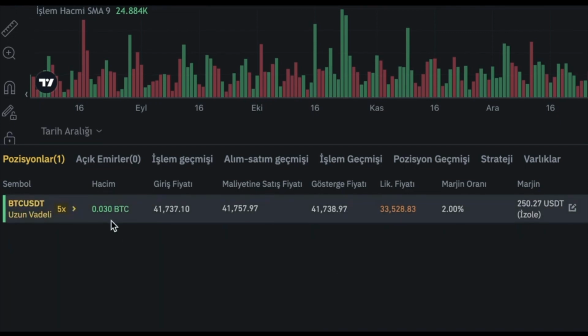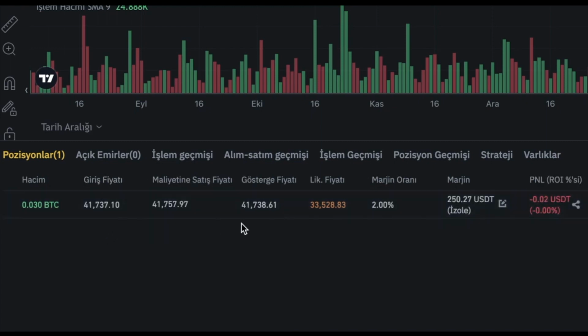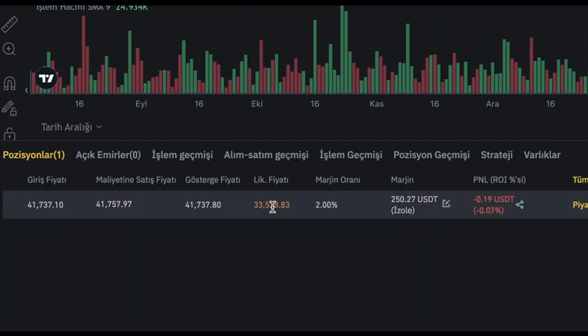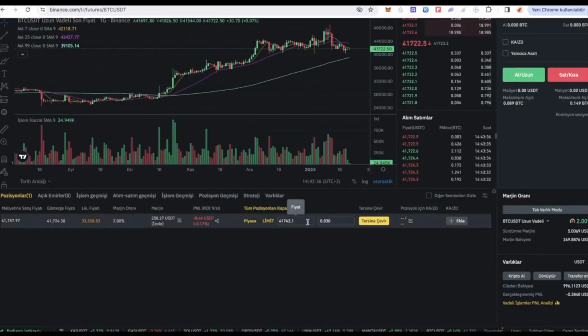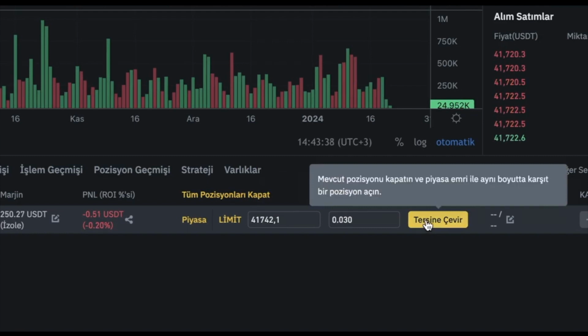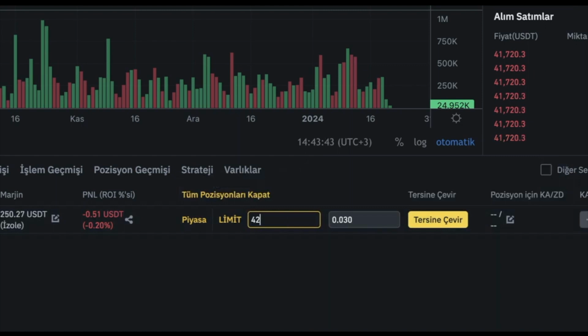So with my margin of $250 times 5, I am trading as if I am trading with $1,250 of Bitcoin. I opened my transaction at $41,737, friends. It is now at $41,738. If Bitcoin comes to $33,500, I lose my position. $250 is the size of the position. This position of mine, which is now called PNL, has a loss of minus $0.37. This corresponds to a total loss of 0.15%.